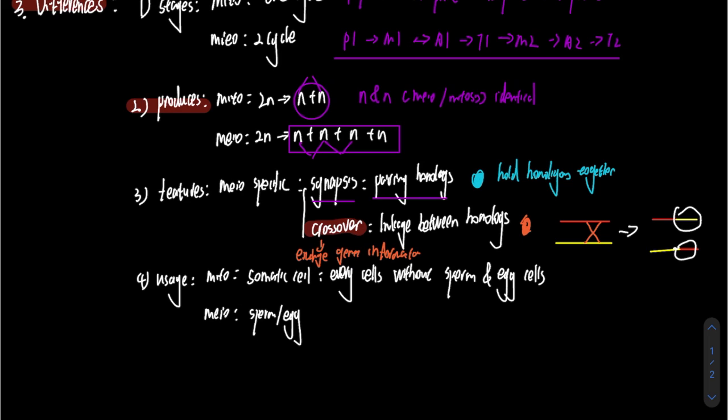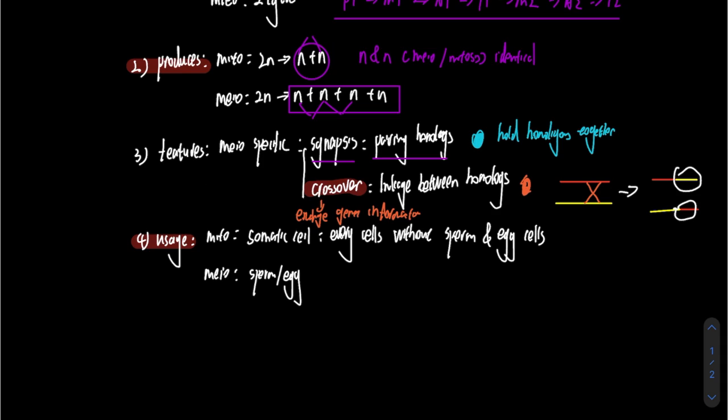And crossover will not happen in somatic cells because every somatic cell has its own genetic information. All of them are the same. The last one will be usage. Mitosis is for somatic cells. Somatic cells are basically every cell except sperm and egg cells, like without germ cells or germline cells. And meiosis is for sperm and egg cells.